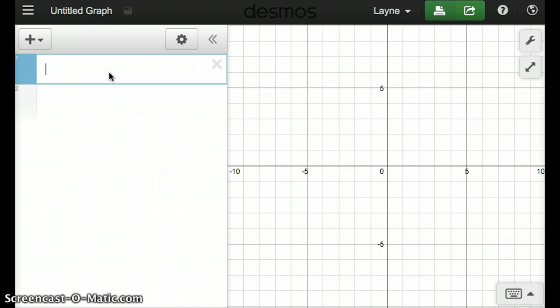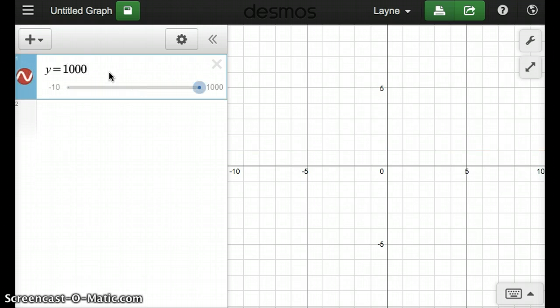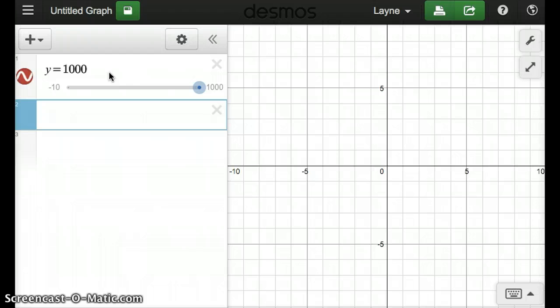So our goal was to raise $1,000 to buy the 4 Chromebooks. So our equation to represent that is going to be y equals 1,000, right? That's where we need to get to. And that should show up over here on the right. The only problem is that this only goes up to 10. So I need to zoom out.